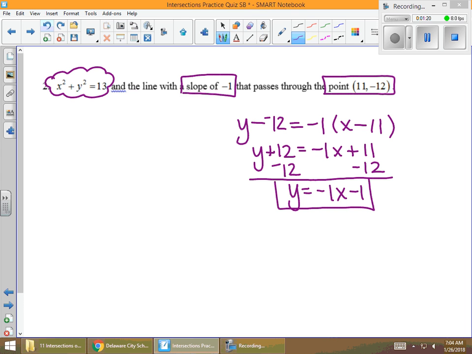Now the reason that we want y equals there is so that we can substitute into our problem. So I have a y here in my circle equation. I'm going to go ahead and bring this down, x squared. Now instead of y, I'm going to substitute in that -1x minus 1 in parentheses since I'm squaring it.